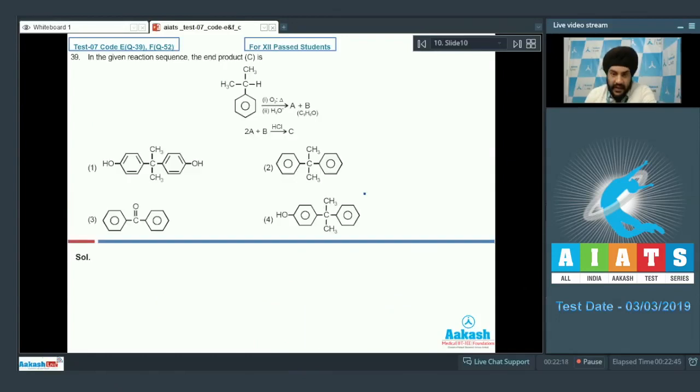Question number 39. In the given reaction sequence, the end product C is. So we have been given cumene, which is first allowed to react with oxygen, followed by hydrolysis. So we know that this is the preparation reaction of phenol. Upon reaction with oxygen, the cumene will lead to the formation of cumene hydroperoxide.